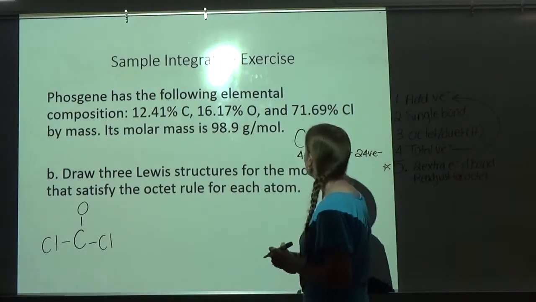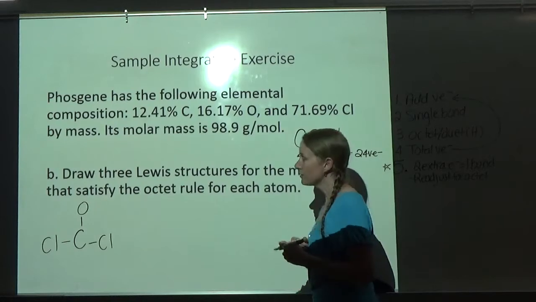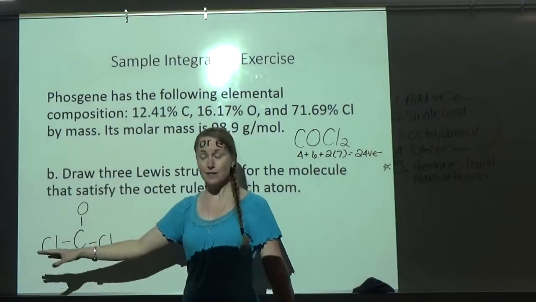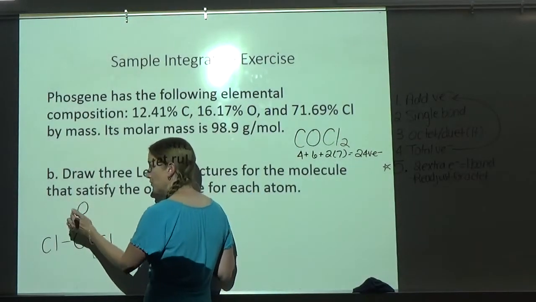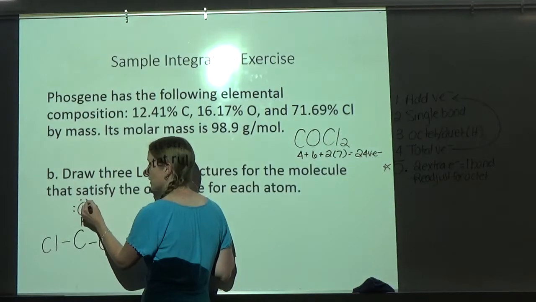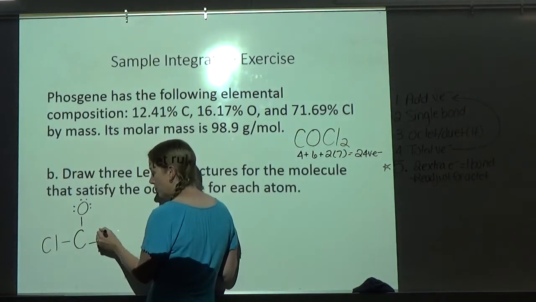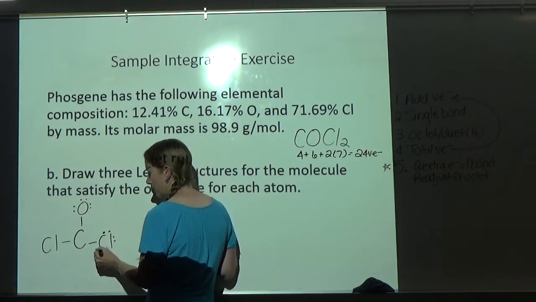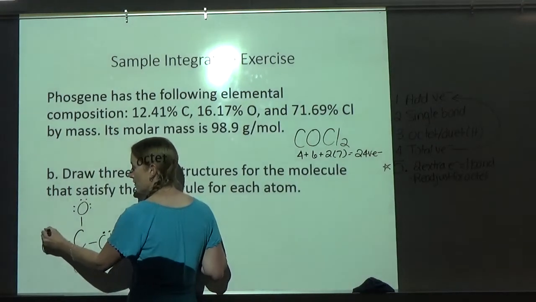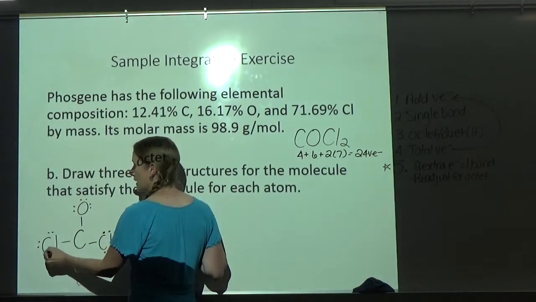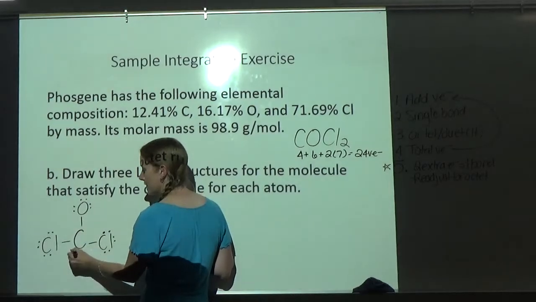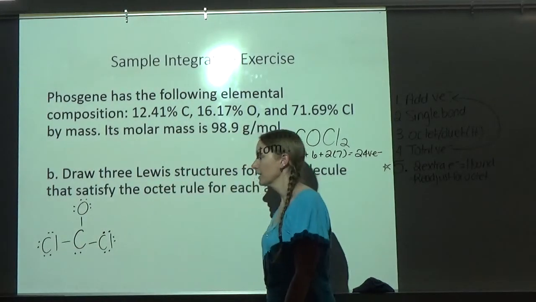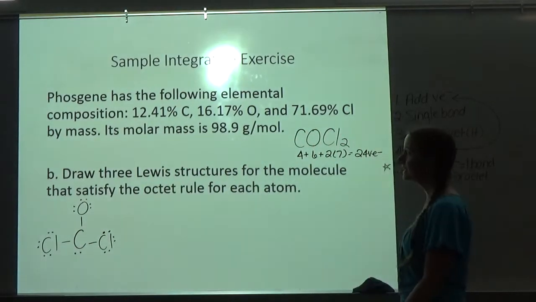All right. So next step is octet and duet rule. Well, all of these follow the octet rule. So O has 2, so it needs 6 more. Cl has 2, so it needs 6 more. Cl has 2, so it needs 6 more. And C has 2, 4, 6, so it needs 2 more. So we got our structure all taken care of.